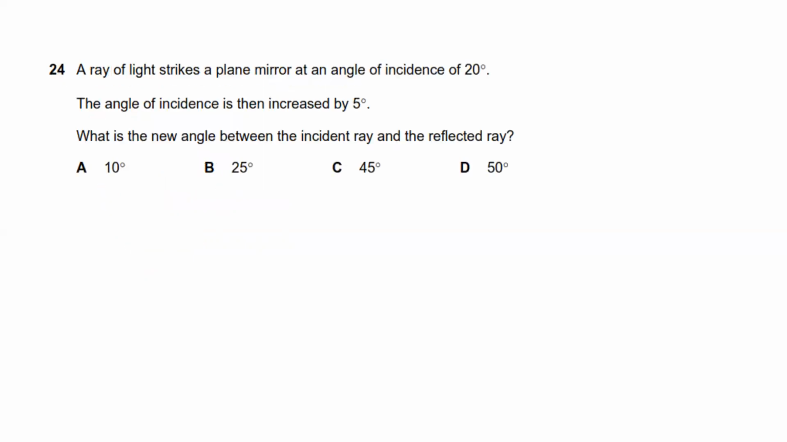Next, question number 24: a ray of light strikes the mirror at an angle of incidence of 20 degrees. So for example, the ray of light is coming, the incidence angle is 20 degrees, and the reflected ray is again 20 degrees. The angle of incidence is increased by 5. So now my angle of incidence is 25 degrees. What is the new angle between the incident ray and the reflected ray? The angle between them is 25 plus 25, 50 degrees. So answer D is the right choice we have.